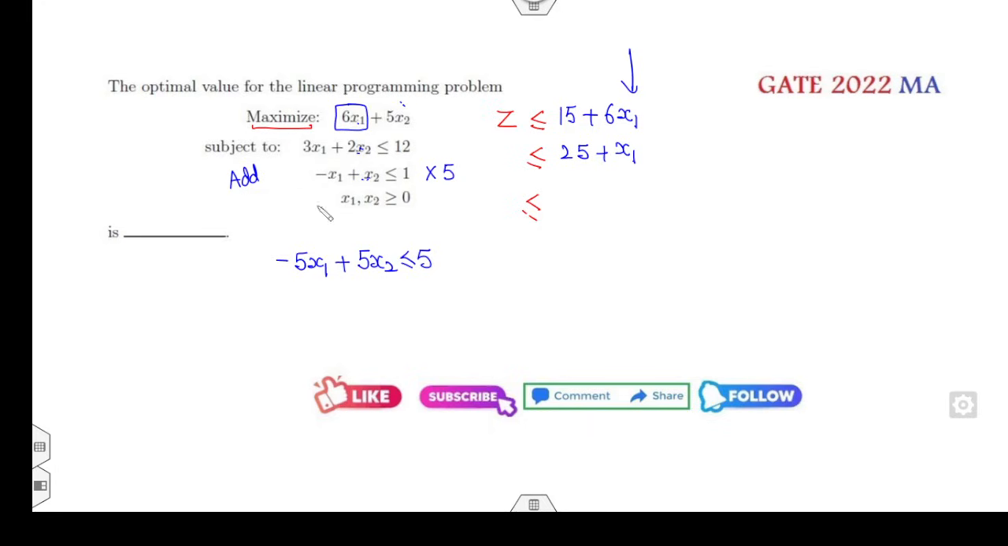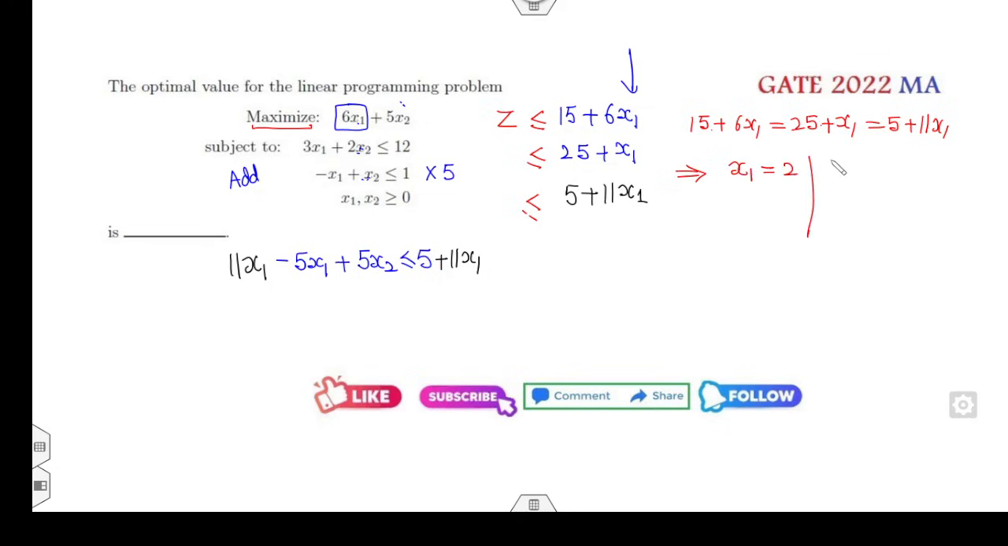Fine. Now I need a 6x1. I can add 11x1 on both sides. So that will be 5 plus 11x1. Fine. Now you get the three equations. Now you can write it in equality form. 15 plus 6x1, 25 plus x1, which is 5 plus 11x1. So from the first and the second, you will get x1 is 2. From the second and the third, you will get again 2. From the first and the third, you will get x1 is 10 by 5, again 2.